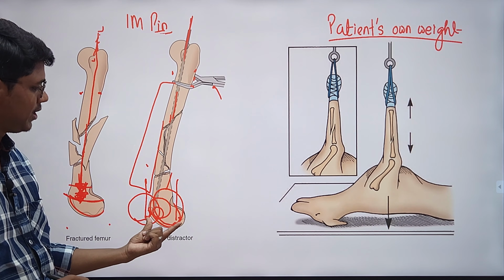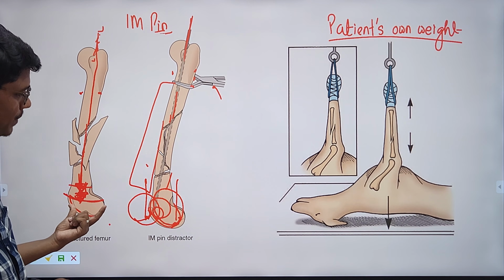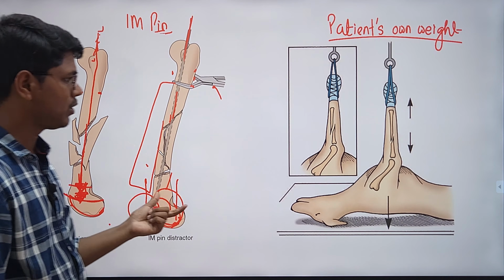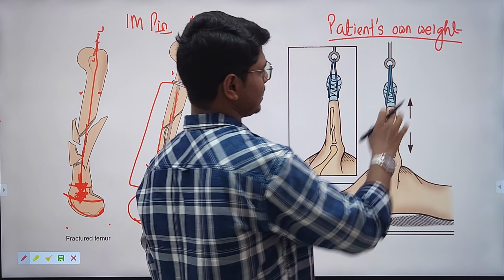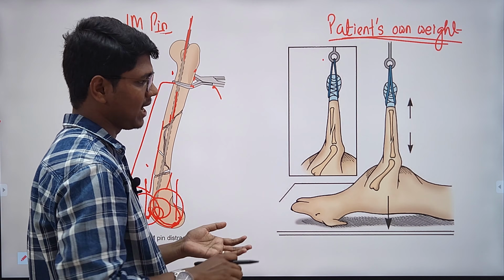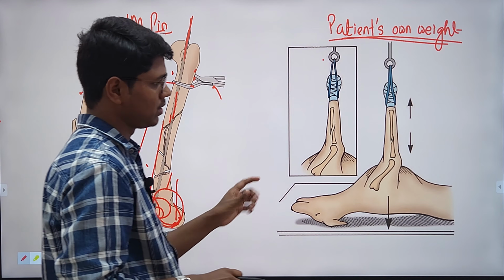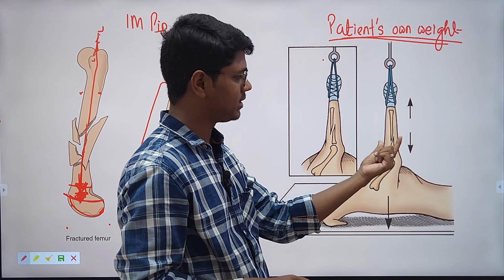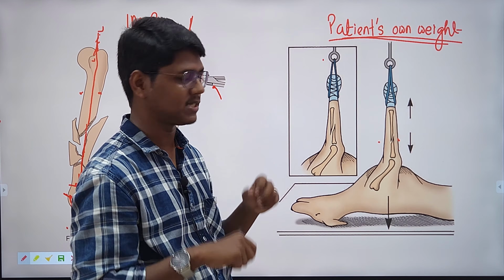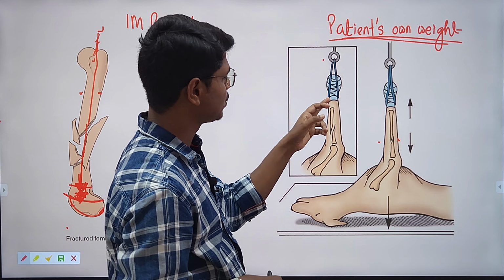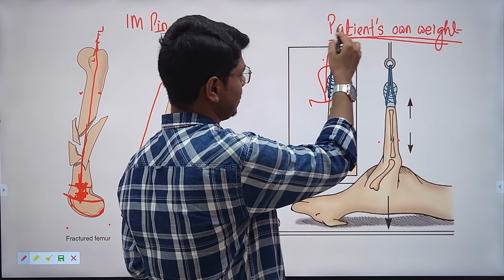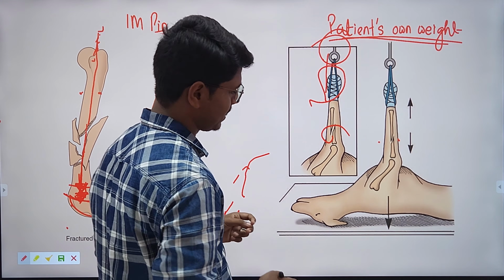So first you have reduced this by using an IM pin, then you do whatever fixation system you need to do. Otherwise, the second technique is one in which the patient's own weight can act as the force to reduce this particular fracture, or you can say distract the proximal and distal segments. Here you have to suspend the affected limb from the ceiling. This is the ceiling from which you have suspended.